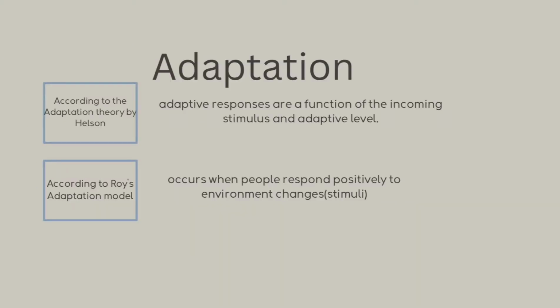For starters, let us look at the definition of adaptation. The adaptation model was derived from Harry Helson's adaptation theory, which states that adaptive responses are a function of the incoming stimulus and adaptive level. It is based on the fact that a person adapts to the changes in his or her environment. Adaptation in this model is described as a phenomenon that occurs when people respond positively to environment changes or stimuli.